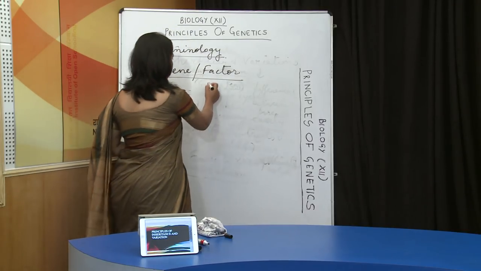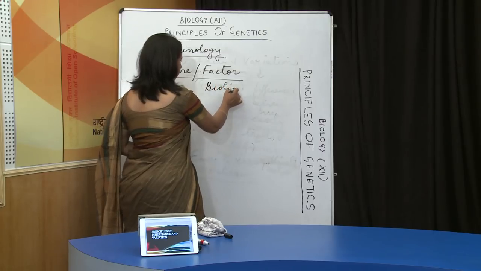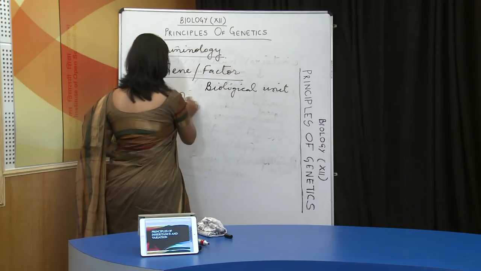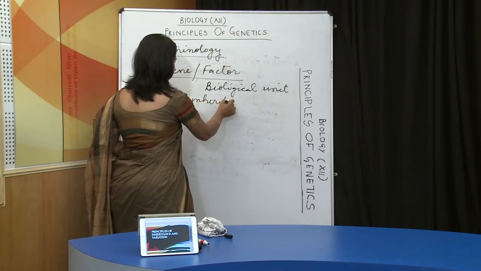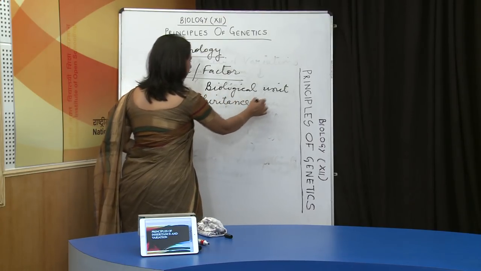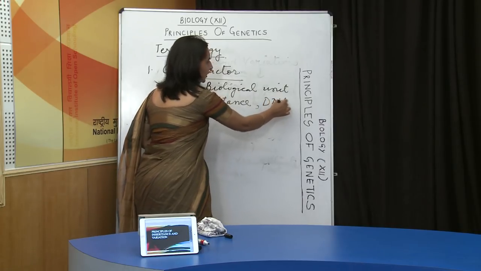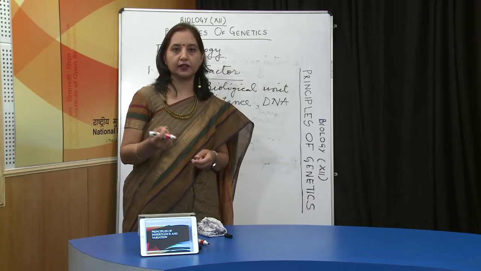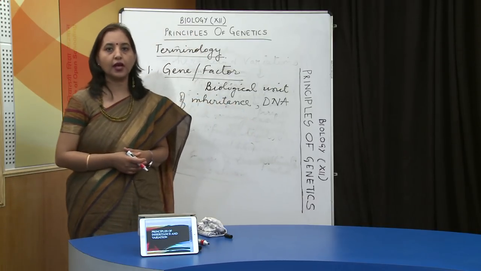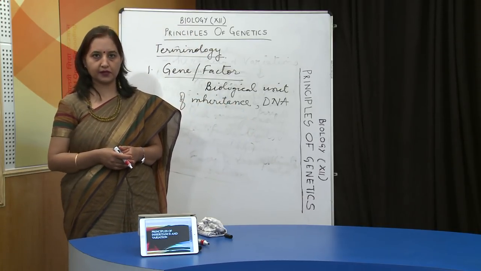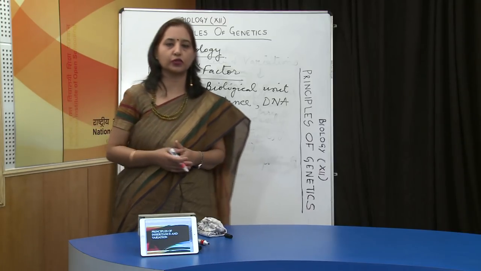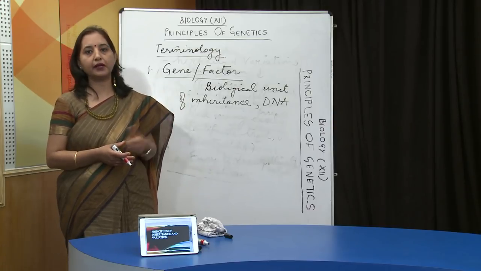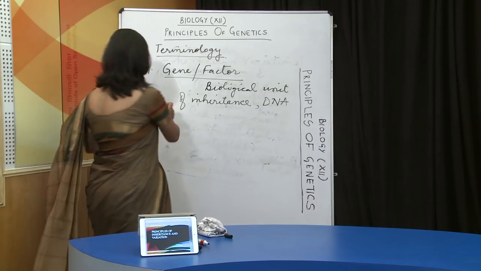Gene is the biological unit of inheritance, and it is made up of DNA. So the unit, the factor, the thing which is transferred from parents to the next generation and which is responsible for the passing of characters from parents to the next generation is known as gene. And at that time, Mendel called it factor.